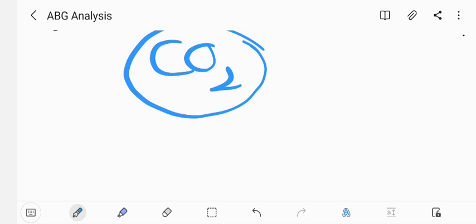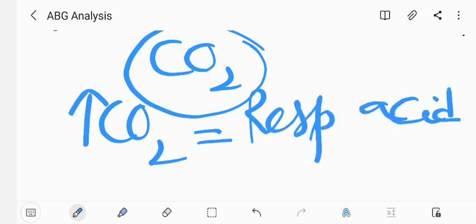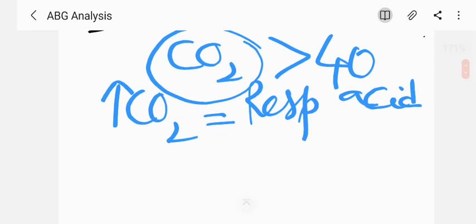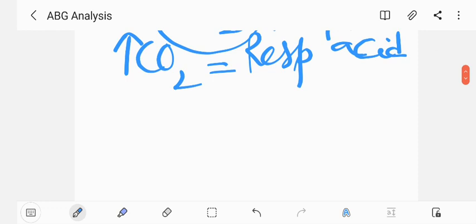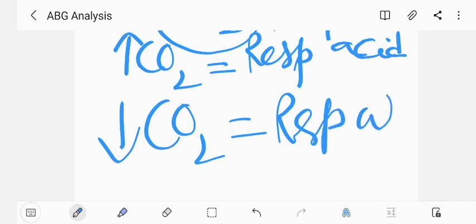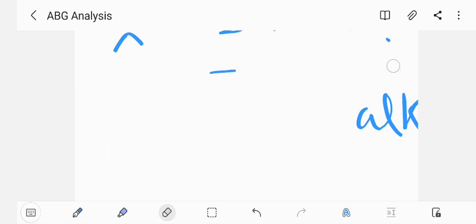So, in case of respiratory alkalosis or acidosis, the factor mainly involved is CO2. Okay, CO2 mainly. You know from your chemistry knowledge, carbon dioxide is acidic in nature. So if carbon dioxide increases, there will be respiratory acidosis. That is more than 40. Okay, and if there is loss of CO2, then it will be respiratory alkalosis.